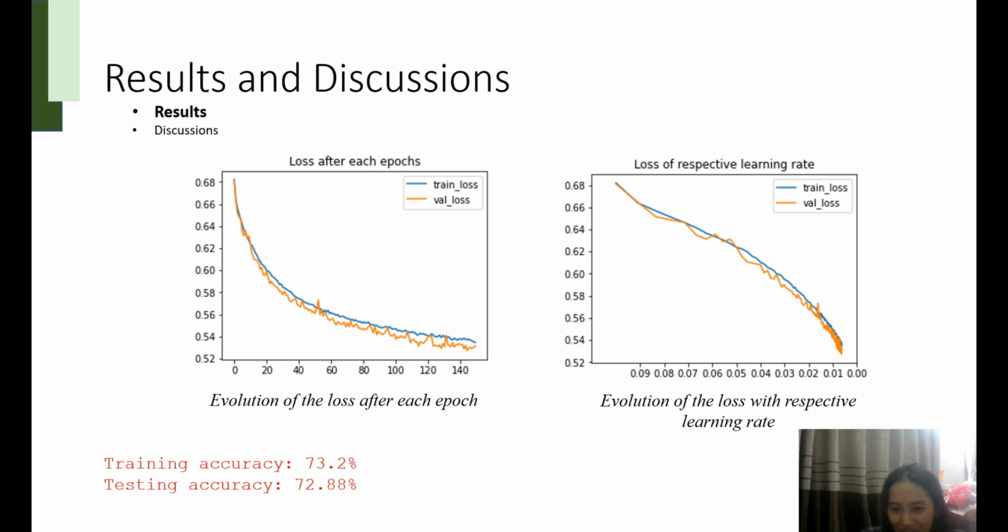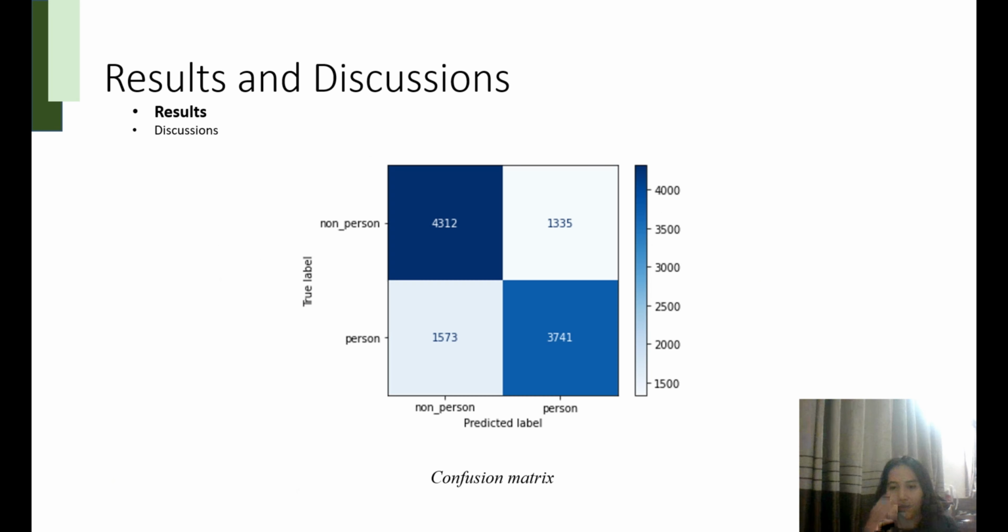Actually, it's not high enough, right? You can see the train loss is quite stable and has a good graph. It shows that our model converges well from a very high value to quite a low value. The validation loss is not stable, but it also has a good shape, showing that the model is not bad, right? The confusion matrix is shown on the screen.